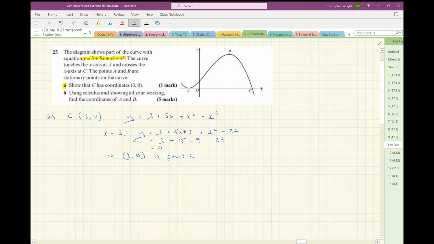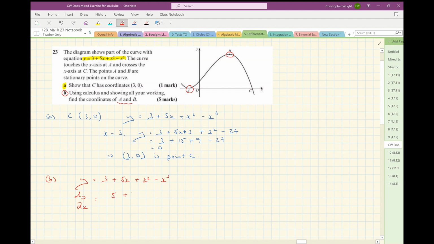Part B, using calculus and showing all your working, find the coordinates of A and B. Well, A and B are the stationary points on the curve. So I'm going to write down the equation of the curve, and then I'm going to differentiate that to find the gradient function.